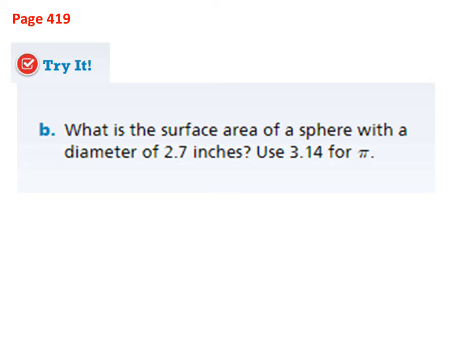Here we have the diameter. The diameter length is 2.7 inches. So we must divide by 2 to find the radius length. Of course, because r equals the diameter length divided by 2. This is the diameter length. So the radius length equals the diameter divided by 2. So 2.7 divided by 2, yes, it's 1.35 inches.